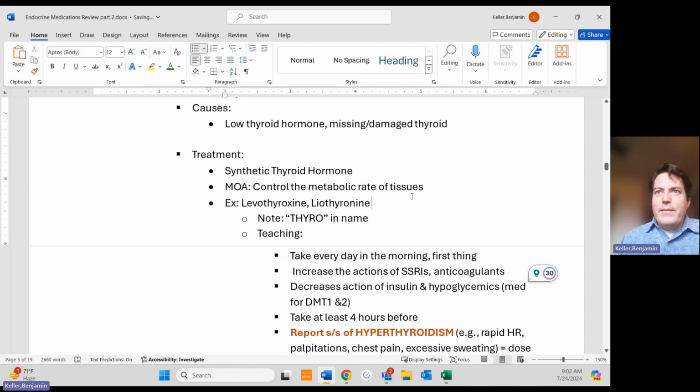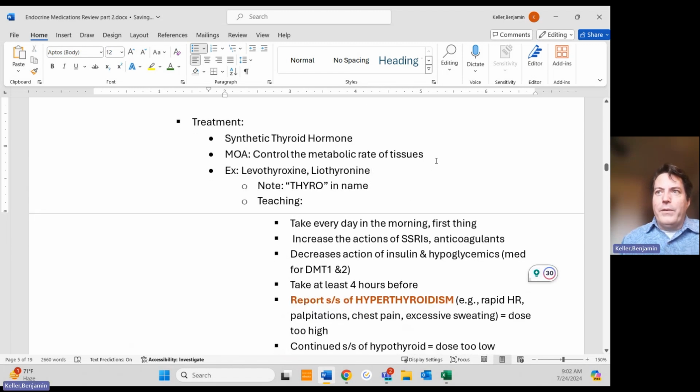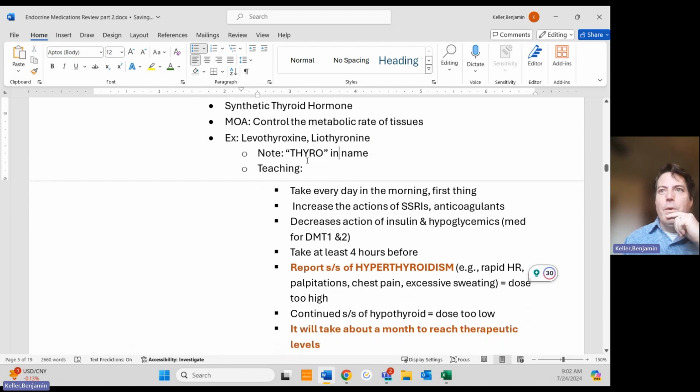So what it does is it controls the metabolic rate in the tissues by increasing the metabolic rate in the tissue. And it's usually levothyroxine or thyroid. And you can see the word thyroid in the name, thyro, right here. So think about thyro. And I'm going to add in here just another note.